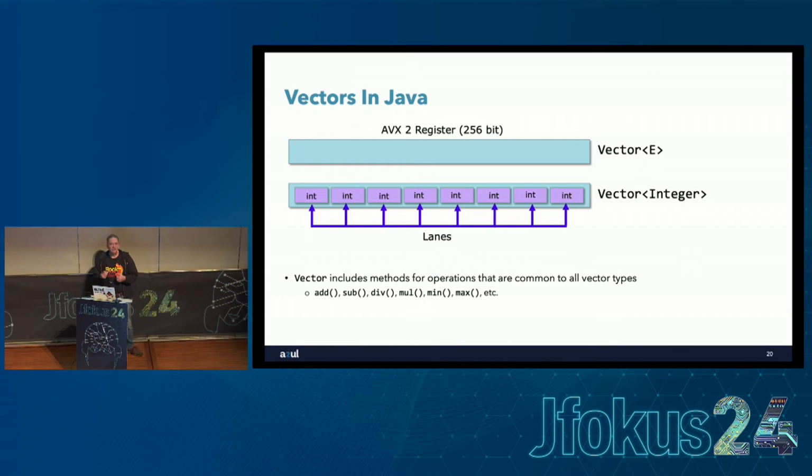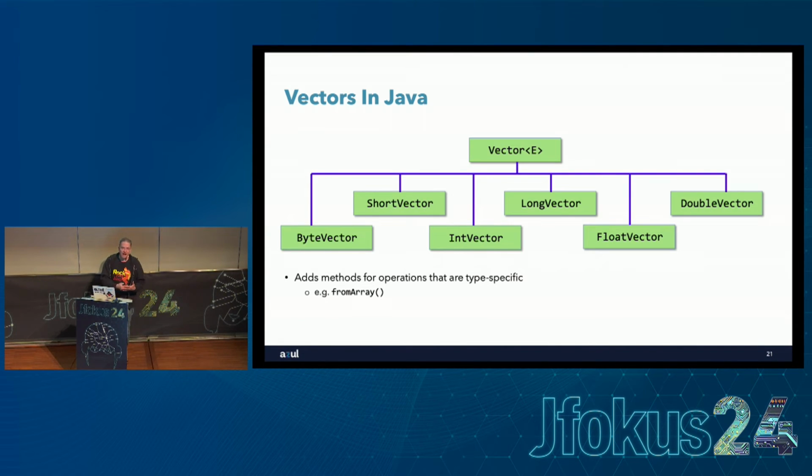If you look at the vector, it includes a certain number of methods which are common operations across all vector types. So things like add, subtract, divide, multiply, minimum, maximum applies to all types of vectors. No matter what you're storing in there, you can add them, you can multiply them, you can find the minimum, and so on. What you then have are concrete subclasses of those which represent the type-specific ones.